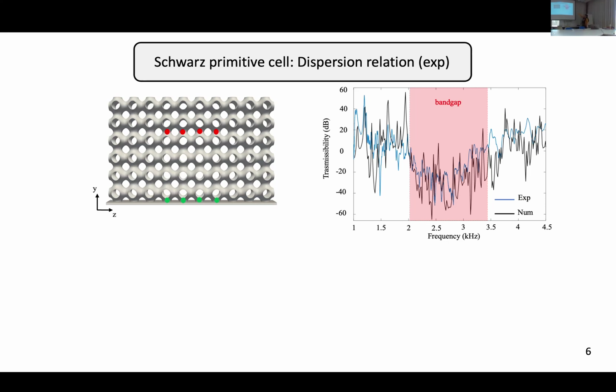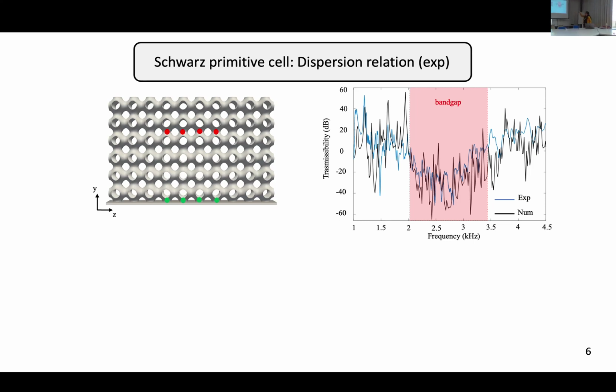And you see indeed in the transmissibility there is a drop. And I marked by pink color the band gap that is predicted from the previous study that I showed you. So from the console and from the time simulation, we know that our band gap is within this range, marked by pink, and our numerical data also verifies that.